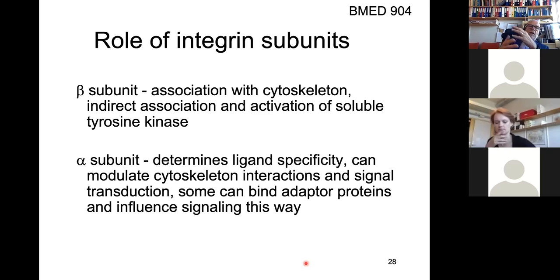So one picture that is emerging is that the alpha subunit helps the beta subunit in signaling and in other functions that previously had been said, oh, this is just a beta subunit. But it's becoming clear that the alpha subunit also contributes to these processes, but this is work in progress.